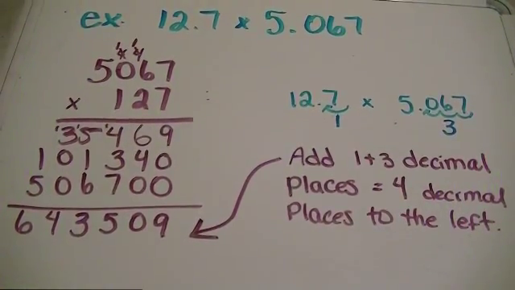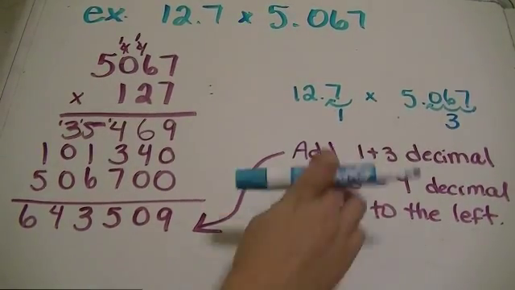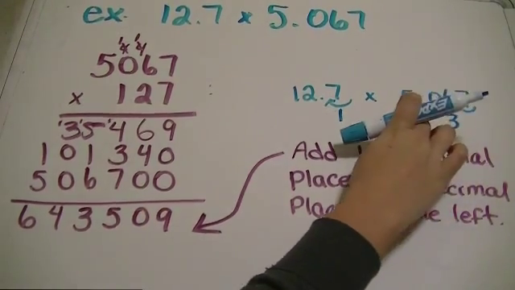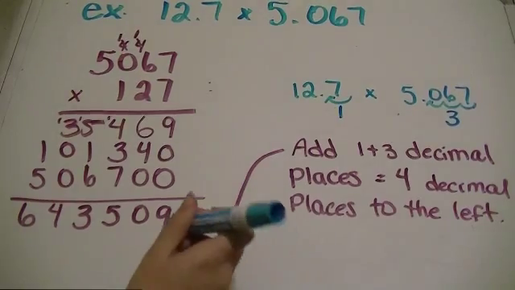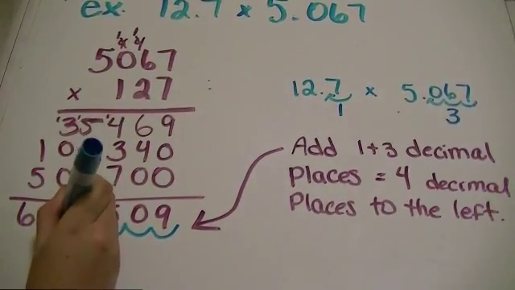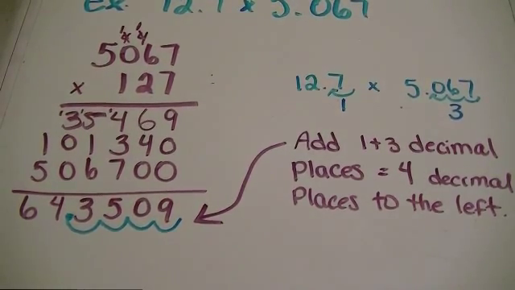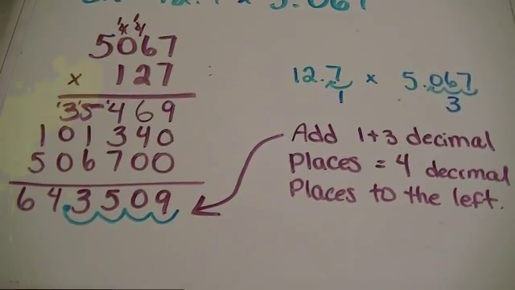After you've got the final answer, then you can add the decimal back in. So you can see we have 1 decimal place in the first number and 3 decimal places in the second number. So that's 4 decimal places total. We'll count 1, 2, 3, 4 decimal places to get our final answer of 64.3509. And that is why we remove the decimal first and add it back in later.